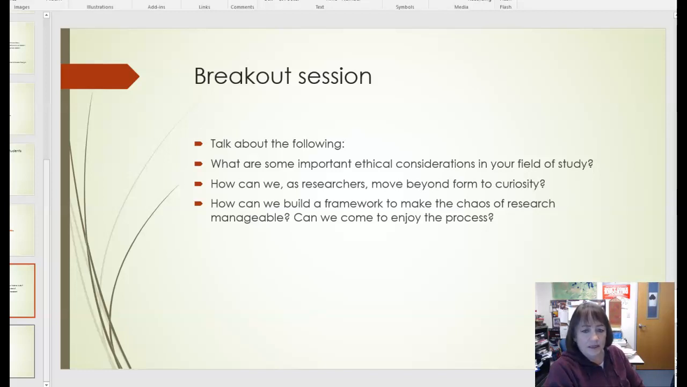What are some of the important ethical considerations in your field of study? How can we as researchers move beyond form to curiosity? And how can we build a framework to make the chaos of research manageable? And can we come to enjoy the process?